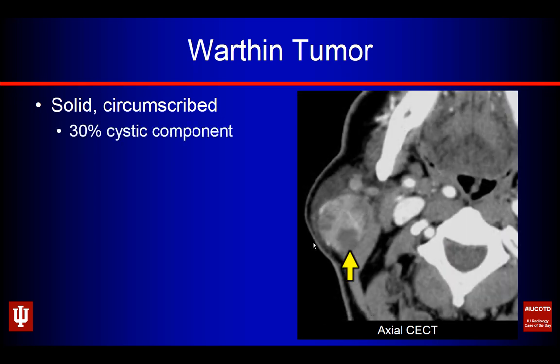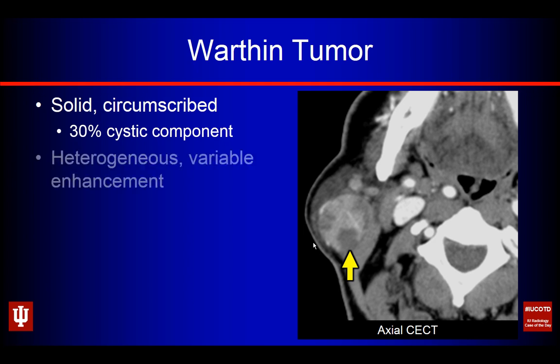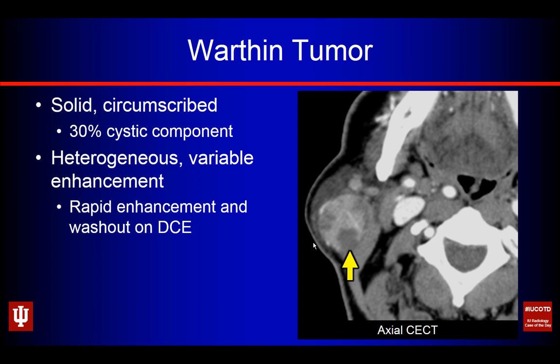About a third of the time, it'll have a cystic component, and that's where it gets complicated, because then you're scratching your head saying, well, is this getting necrotic? Should I be worried that we're dealing with a necrotic tumor that's something more aggressive, or is this just a cystic component within a Warthin tumor? The enhancement can be quite heterogeneous and variable. If you do fancy things like DCE and perfusion, you may see rapid enhancement and rapid washout in these.